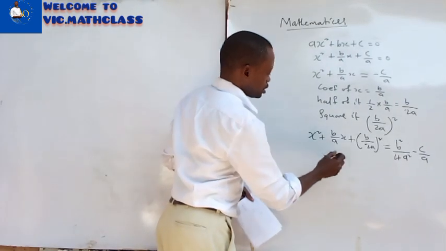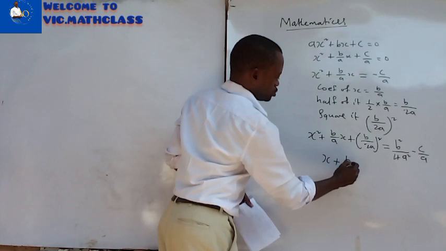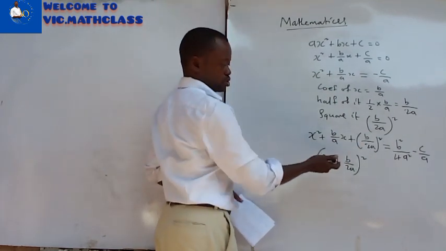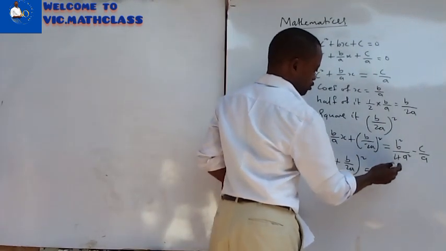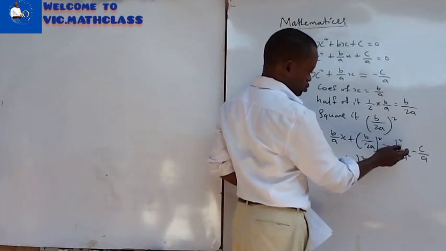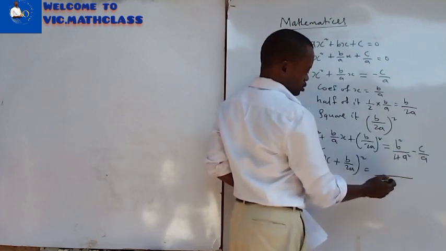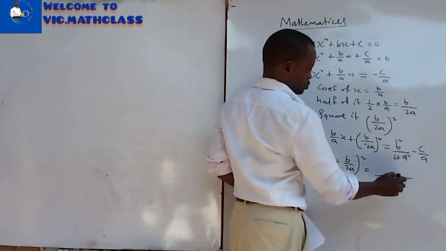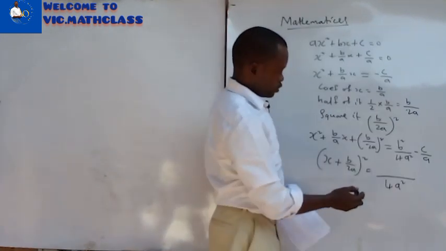So you realize that whatever I have here, I'll put it here, b over 2a, and then square it. It's a product of two squares. This, as a product of two squares, equals, we now have, I'm going to solve this now. I'll find the LCM of this and this, and that's 4a squared. I hope we follow. It's 4a squared.